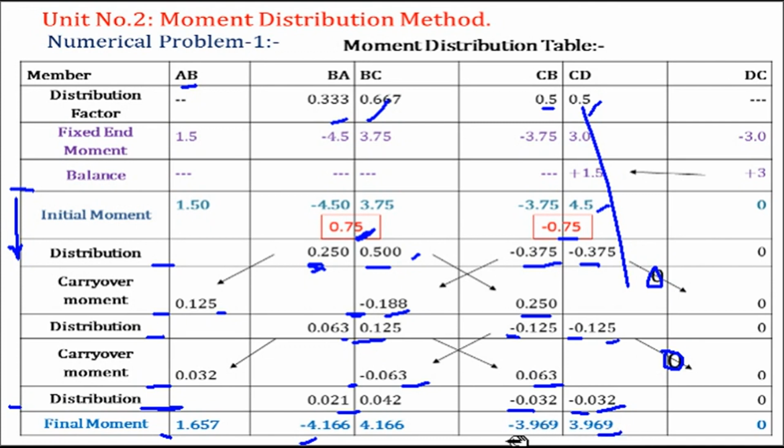Okay, so that means we balanced our moment at the internal joint. You see plus and minus sign is there and magnitude is same, so automatically when you add you will get 0. So these are the final moment calculations.